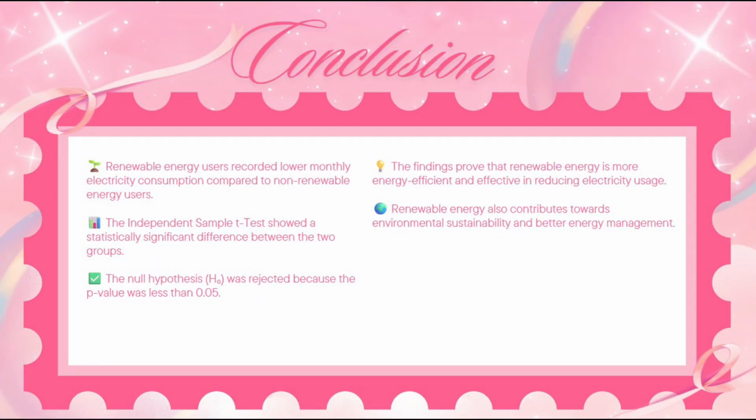Overall, this study shows that renewable energy is more efficient and can help households reduce electricity use while supporting environmental sustainability. In conclusion, hypothesis testing is an effective statistical method for analyzing data and making accurate decisions based on research findings.